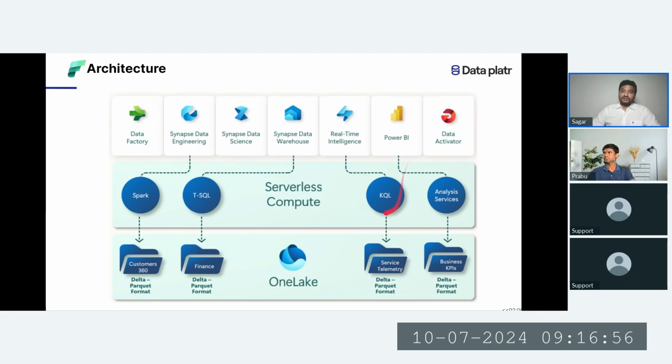There's a clear distinction between the compute and the storage here. The storage is a unified data lake storage, and there's a Spark engine behind a lakehouse, which handles unstructured, semi-structured, as well as structured data. There's a SQL engine behind a warehouse, and this handles the structured data. Similarly, you have a KQL engine behind a KQL database, which is basically used for real-time intelligence. And then you have Analysis Services behind the Power BI reporting tool that comes built in with Microsoft Fabric.